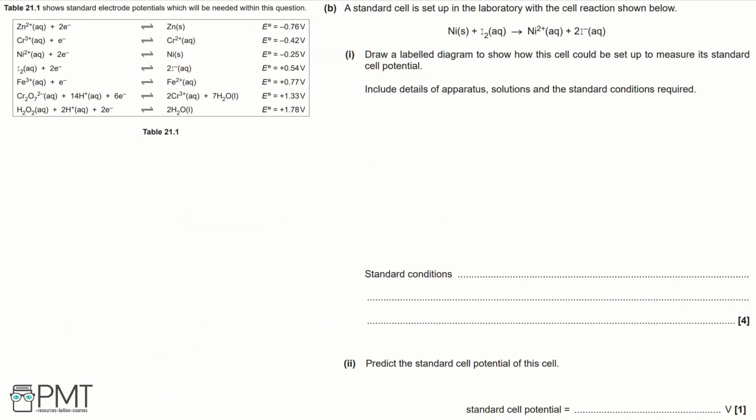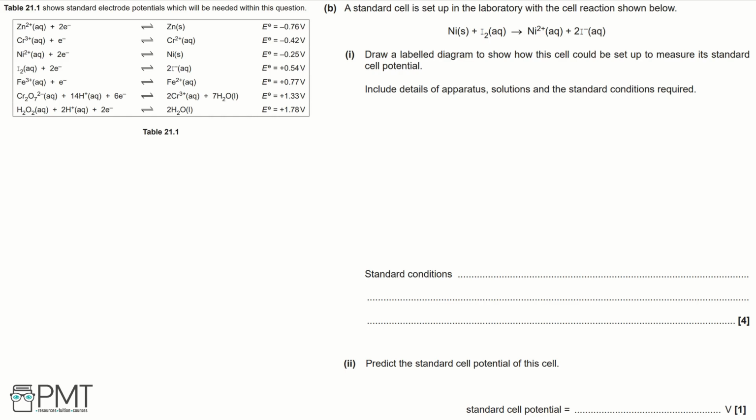Part B. A standard cell is set up in the laboratory with the cell reaction shown below. Part 1. Draw a labeled diagram to show how this cell could be set up to measure its standard cell potential. Include details of apparatus, solutions, and the standard conditions required.